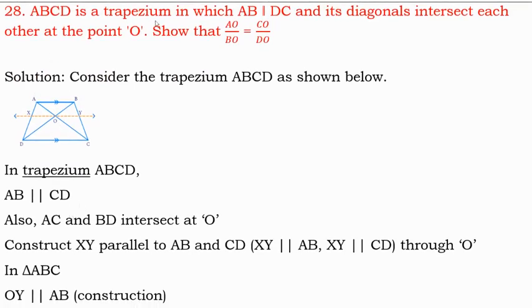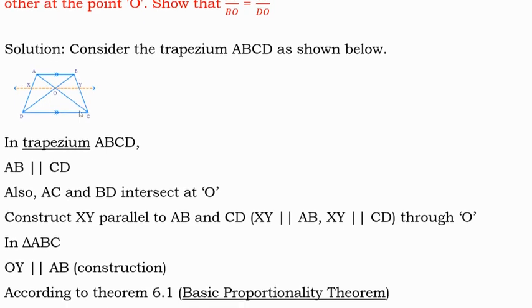ABCD, 28th question. ABCD is a trapezium in which AB is parallel to CD and its diagonals AC and BD intersect at O. Show that AO by BO is equal to CO by DO. So go through the procedure, students.